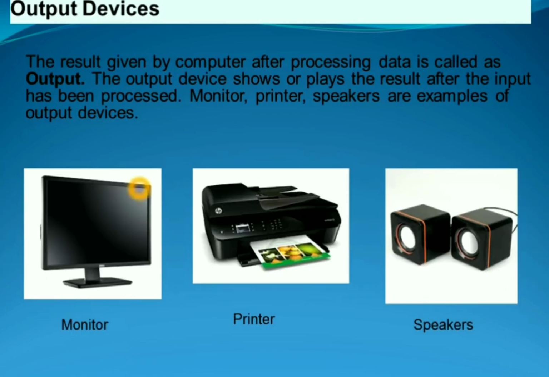Output devices. The result given by the computer after processing data is called output. The output device shows or plays the result after the input has been processed. Monitor, printer, speaker, all these are examples of output devices.